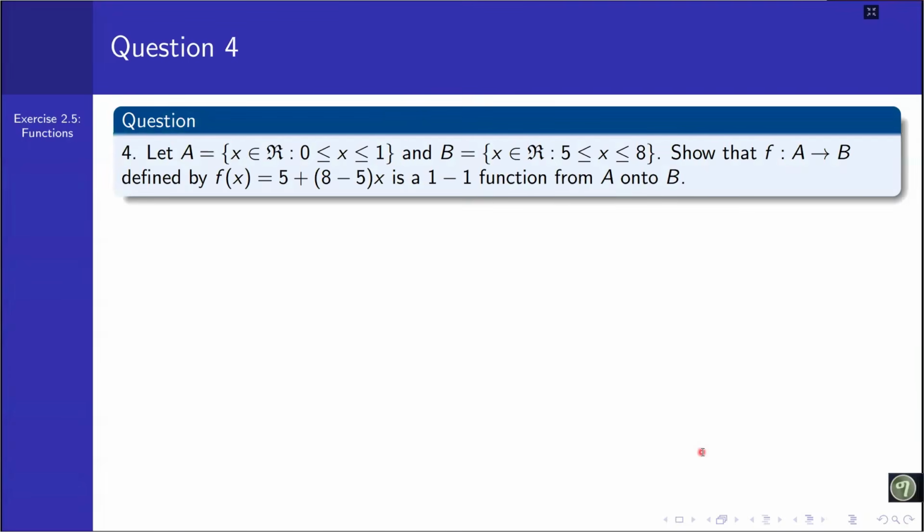Okay, question number 4. Let A be the set containing x, an element of R, where x is between 0 and 1, including 0 and 1, and B the set containing all x, an element of R, such that 5 is less than or equal to x, less than or equal to 8, that is the set of real numbers between 5 and 8, including 5 and 8. And we're asked to show that the function f, defined from A into B by f of x equal to 5 plus (8 minus 5)x, is a one-to-one function from A into B.